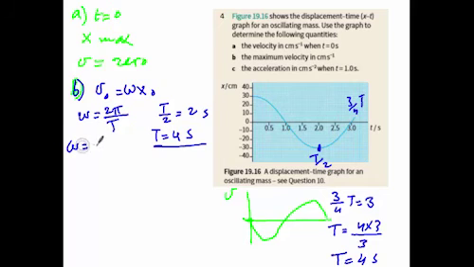So our omega equal to 2 pi over 4, which will give us pi over 2, which will give us the omega equal to 1.57 rad per second.